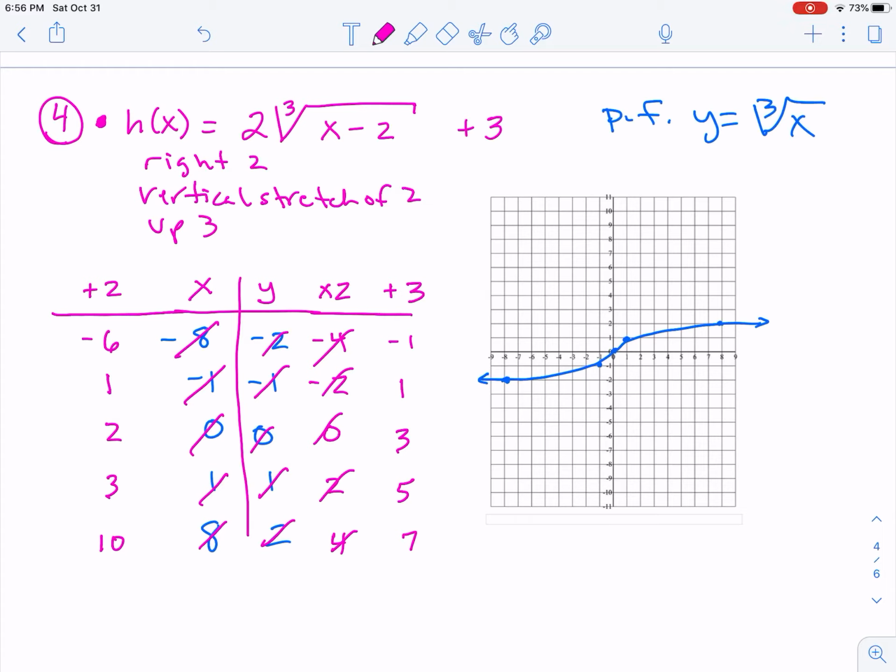So plot -6, -1. Plot 1, 1. Plot 2, 3. 3, 5. And then 10, 7. It's going to be off a little bit, but I'm plotting it anyway. Notice the similar shape. That is moving it and shifting it right 2, stretching it and shifting it up 3.